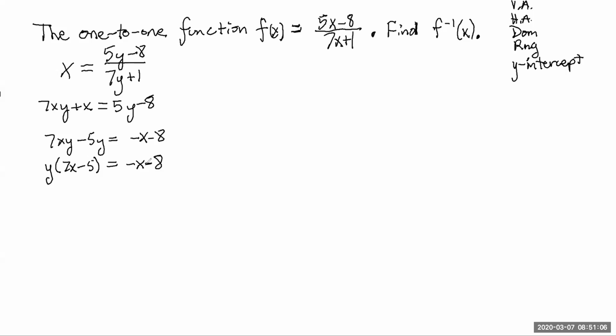And notice to solve for y, we need x to not equal 5/7. That allows us to divide. So remember to state that x is not equal to 5/7 before you divide. We don't want to divide by 0. Now let's rename this y. This is our inverse function of f.